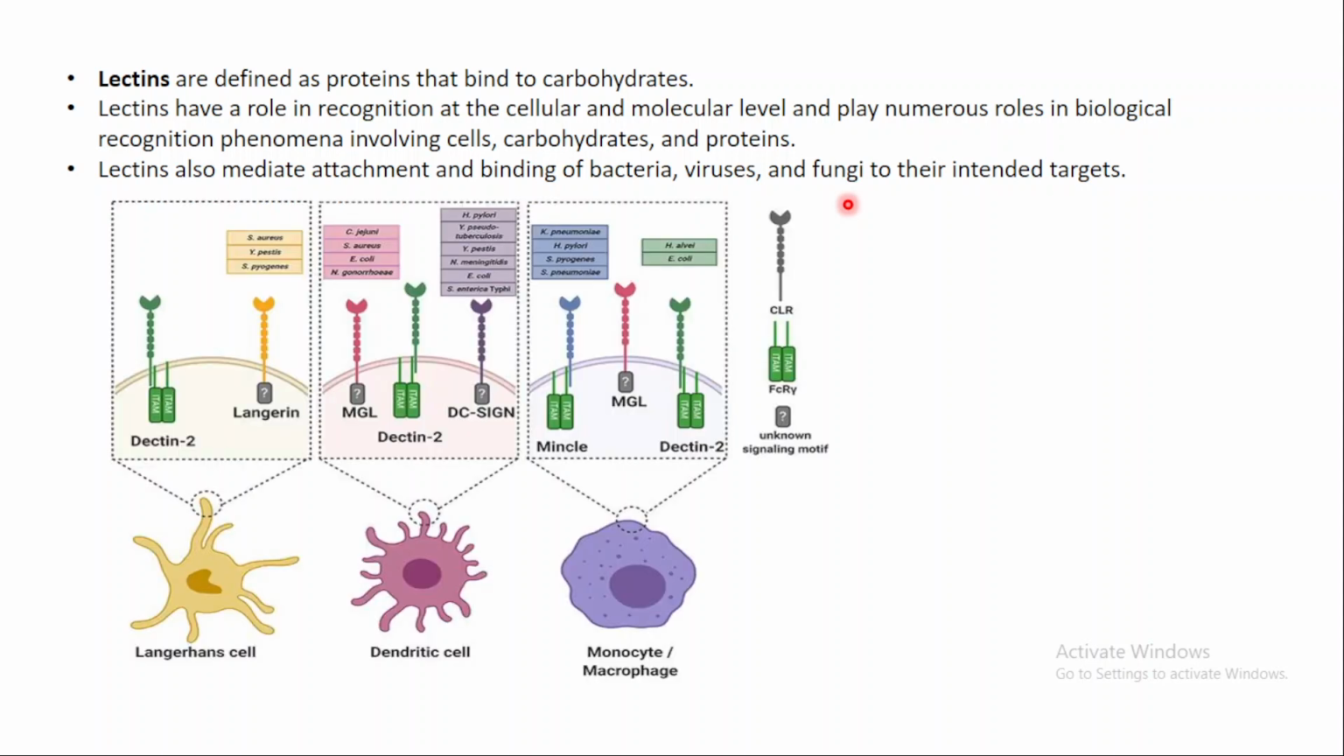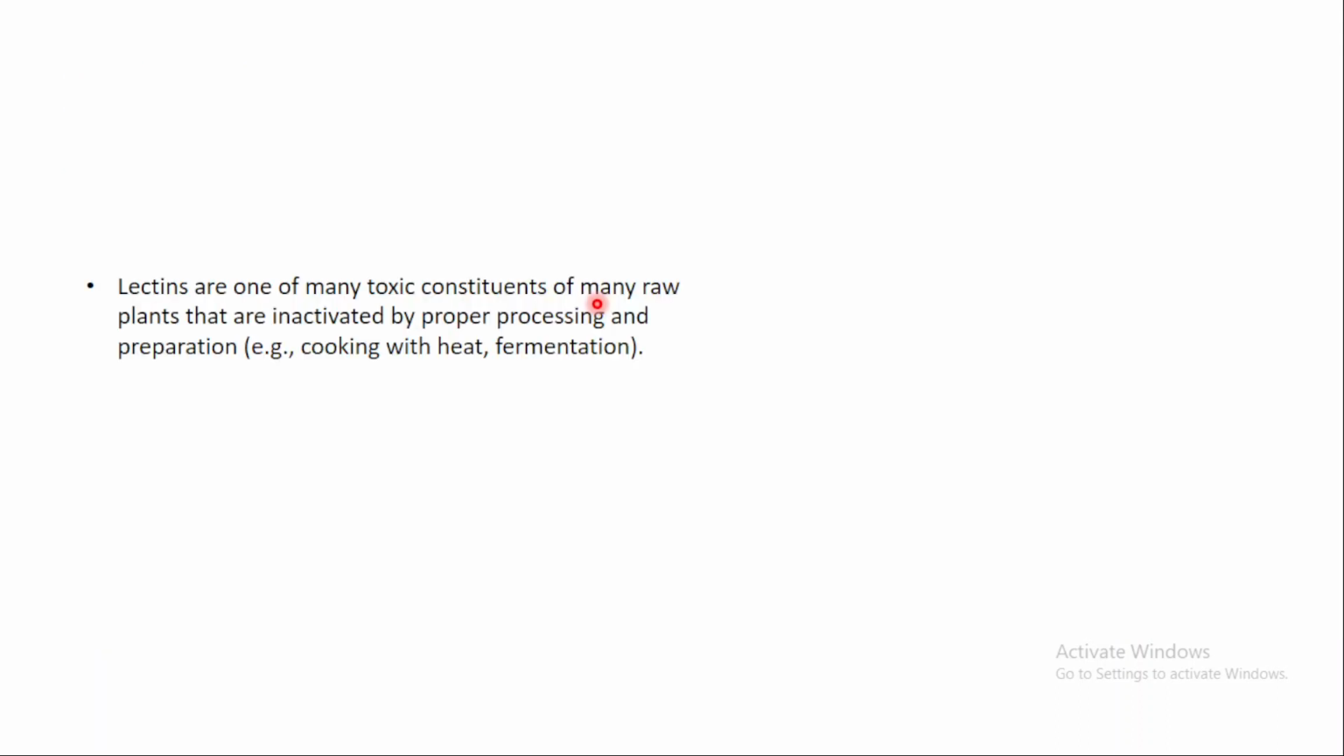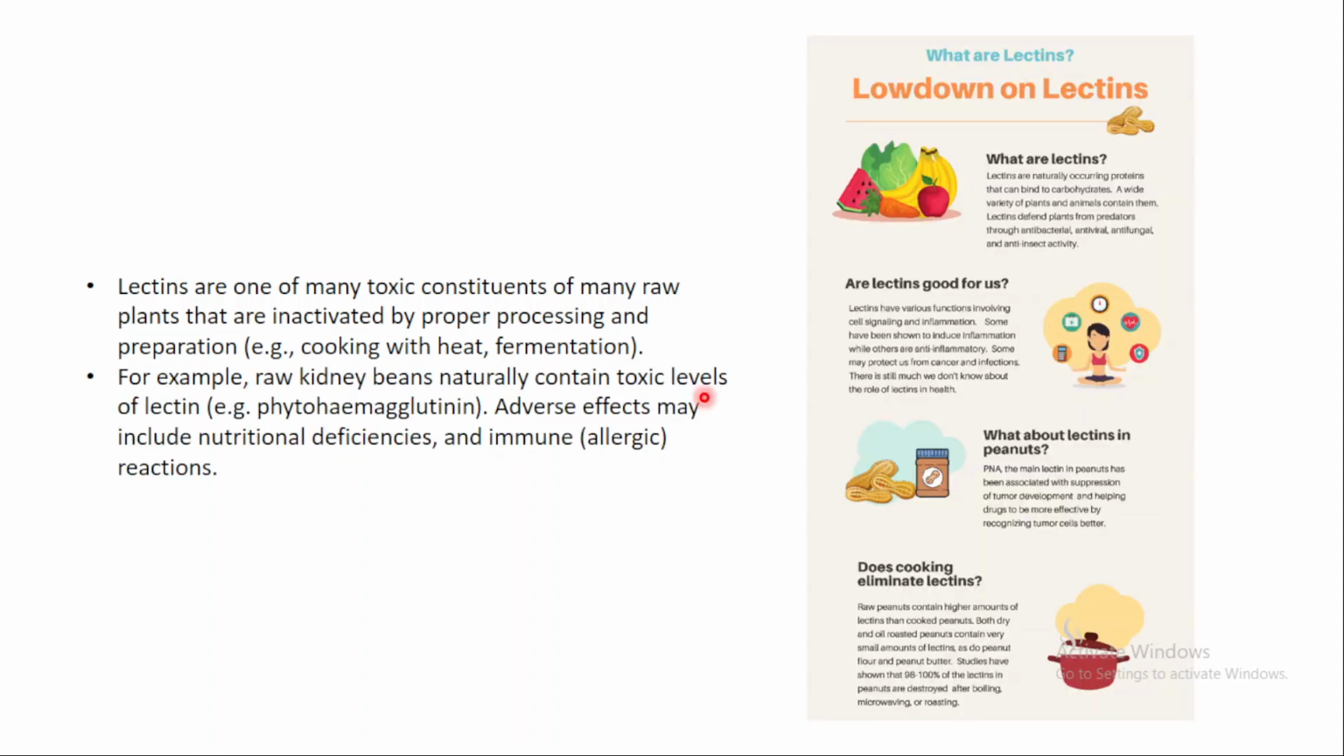These are some scientific examples of lectins. Lectins are also present in plants, where they are considered toxic, and are inactivated by proper cooking. For example, raw kidney beans naturally contain toxic levels of lectin, and adverse effects may include nutrition deficiencies and immune reactions, so they can be allergic. So any protein that can bind to a carbohydrate is basically a lectin. I hope that is what you were looking for.